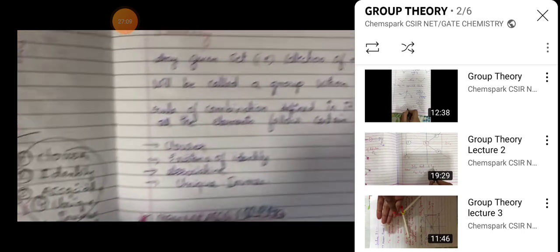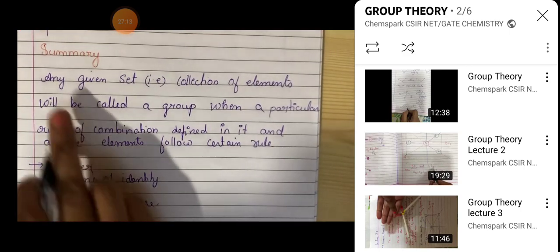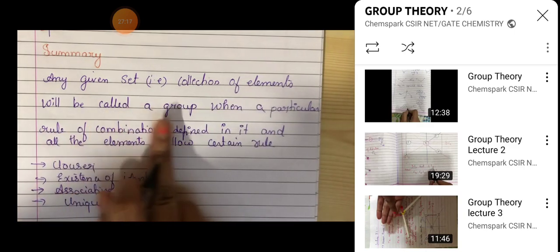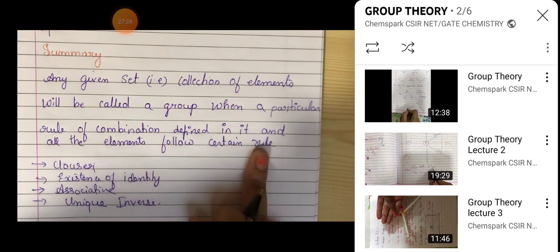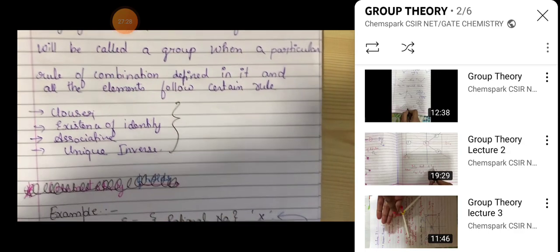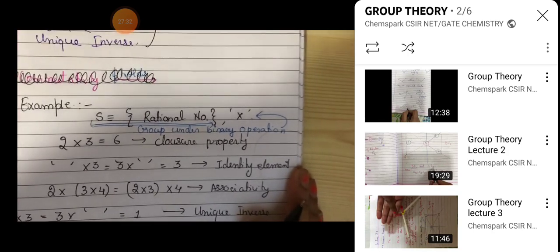Okay. Now let us have a summary. The summary says that any given set, that is a collection of elements, will be called a group when a particular rule of combination is defined in it and all the elements follow certain rules. And these rules are which we have seen in this video. Now let me explain all these laws by taking a real example.